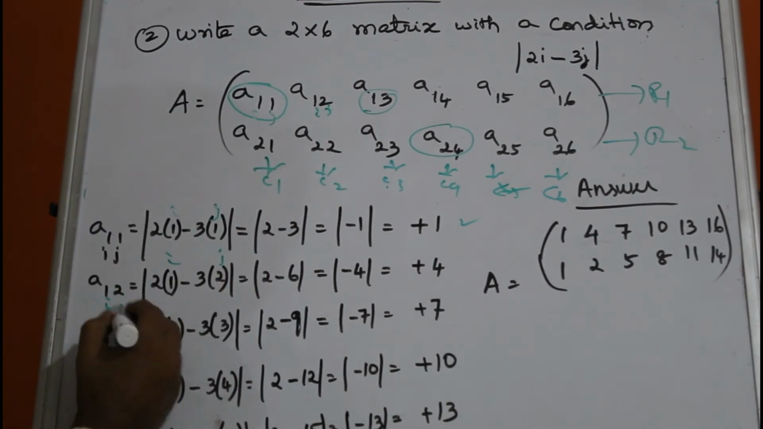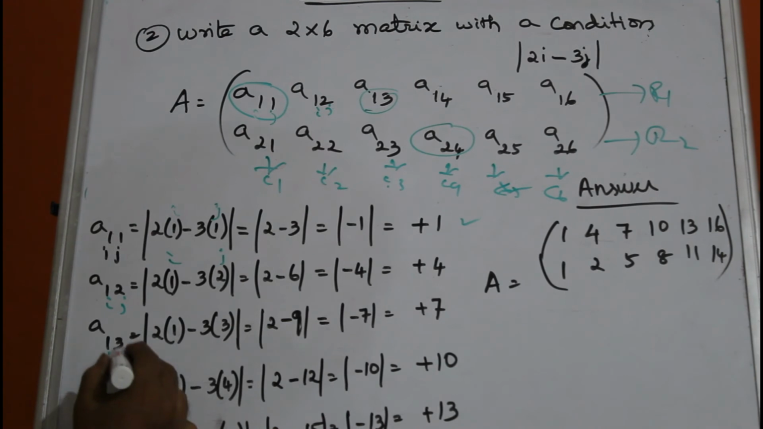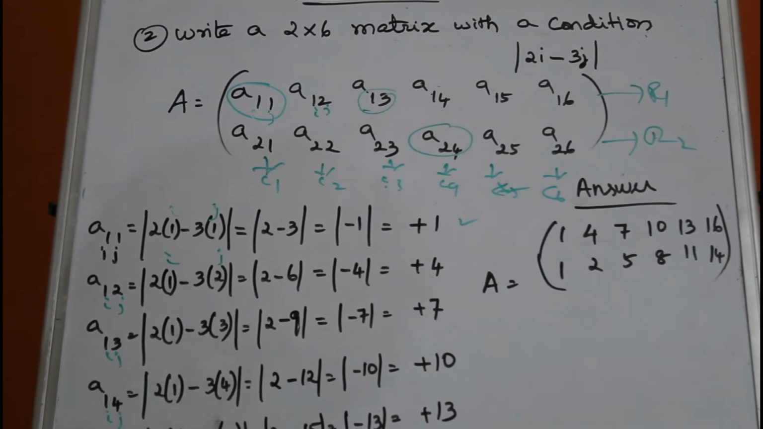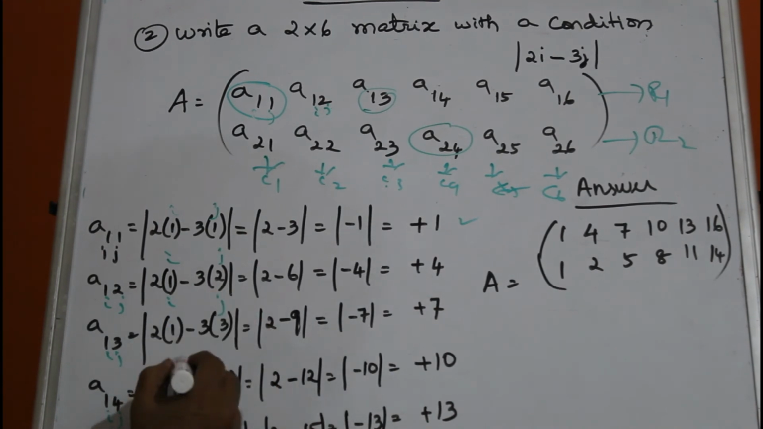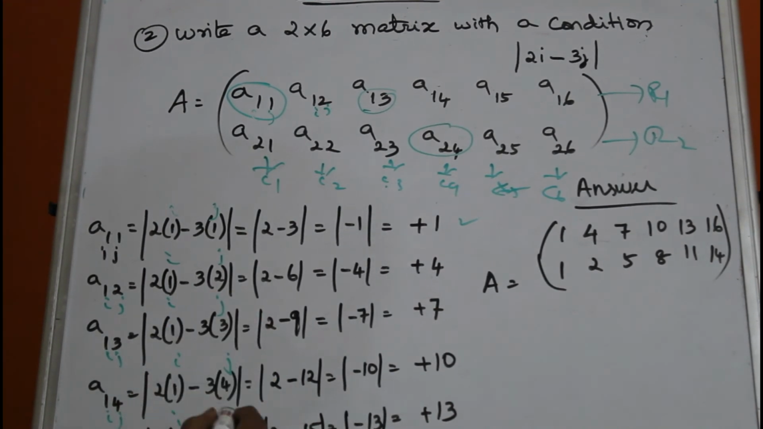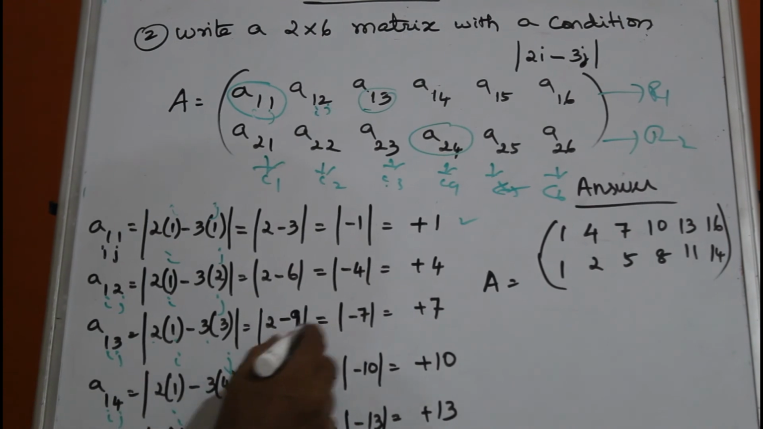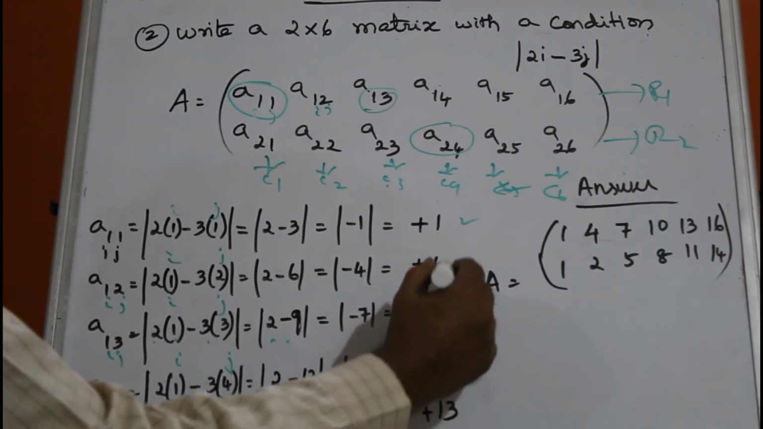Here also, if you want to put i and j, this is i and j. So 2 ones are 2, minus 9, is minus 7. Modulus means you must put the plus value.